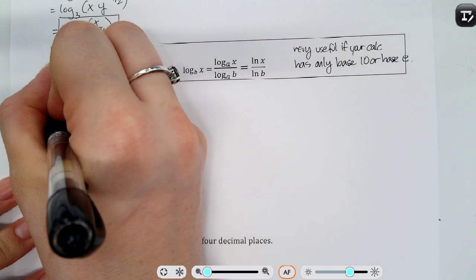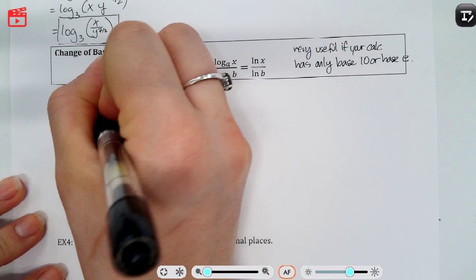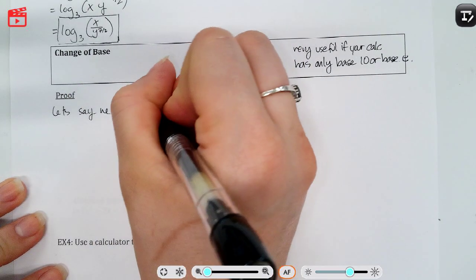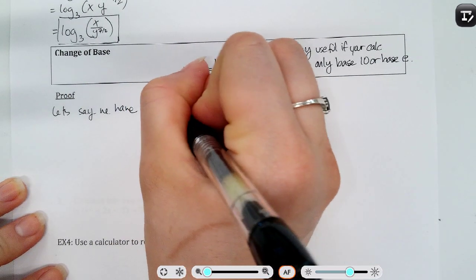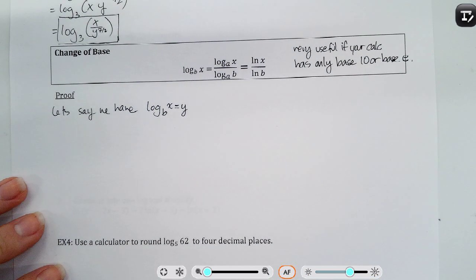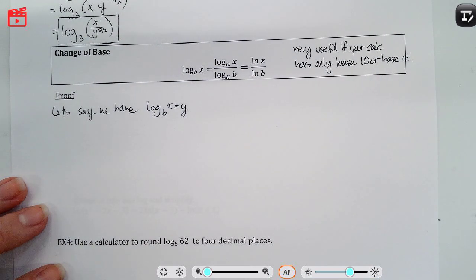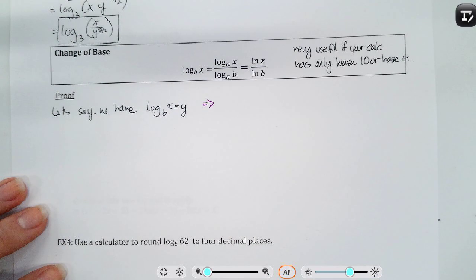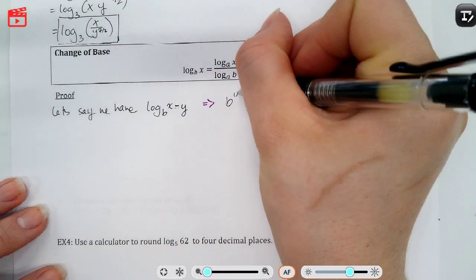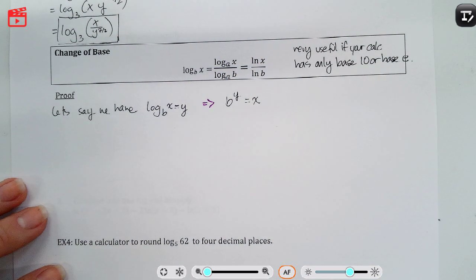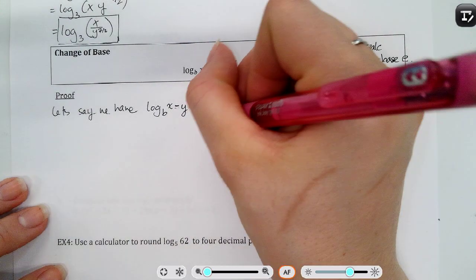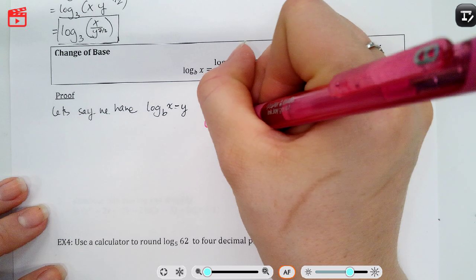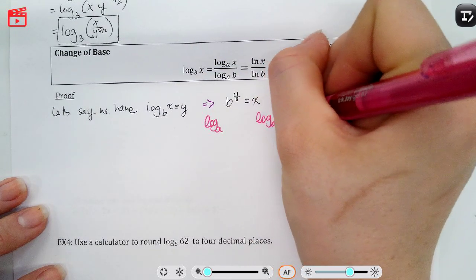Okay, so let's say we have log base b of x equal to y. All right, let's say I have that. I'm going to change this into exponential form. So that's going to be b to the y power equals x. And then I'm going to go ahead and take the log of both sides. So log base a of both sides.